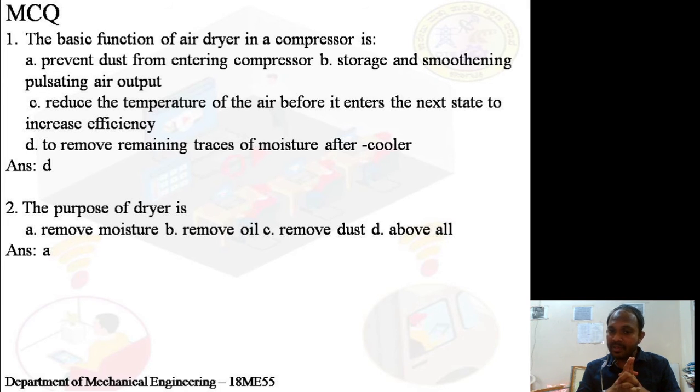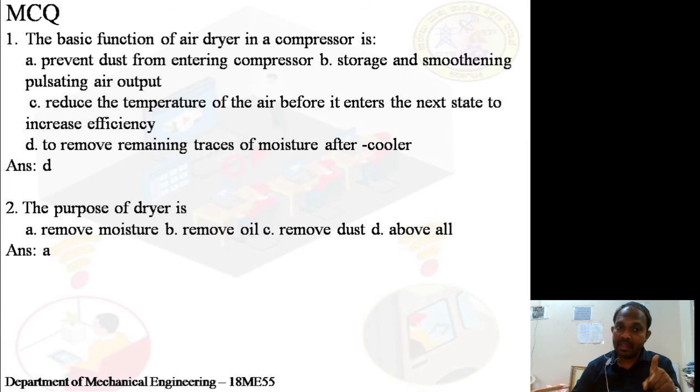The A is a function of a filter and the second one is a function of the receiver. And the third one, reduce the temperature of the air before it enters the next stage to increase the efficiency. Air dryer is not to reduce the temperature of that. This is the function of a cooler. Obviously, my dear friends, in order to reduce the temperature of the compressed air, it is a function of a cooler.